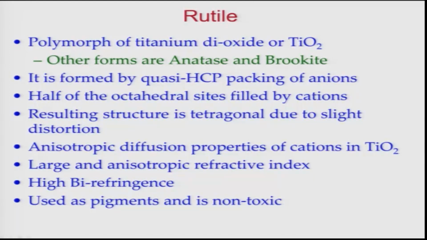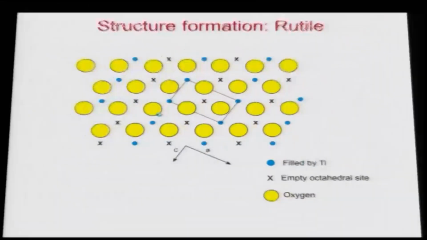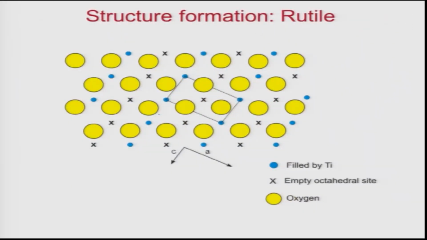It is not a toxic material. So, this is how the structure is. You have a sort of hexagonal arrangement of oxygen atoms, and you can see that these titanium atoms occupy half the interstitial sites. So, this column is filled, this column is empty, this column is filled, this column is empty.